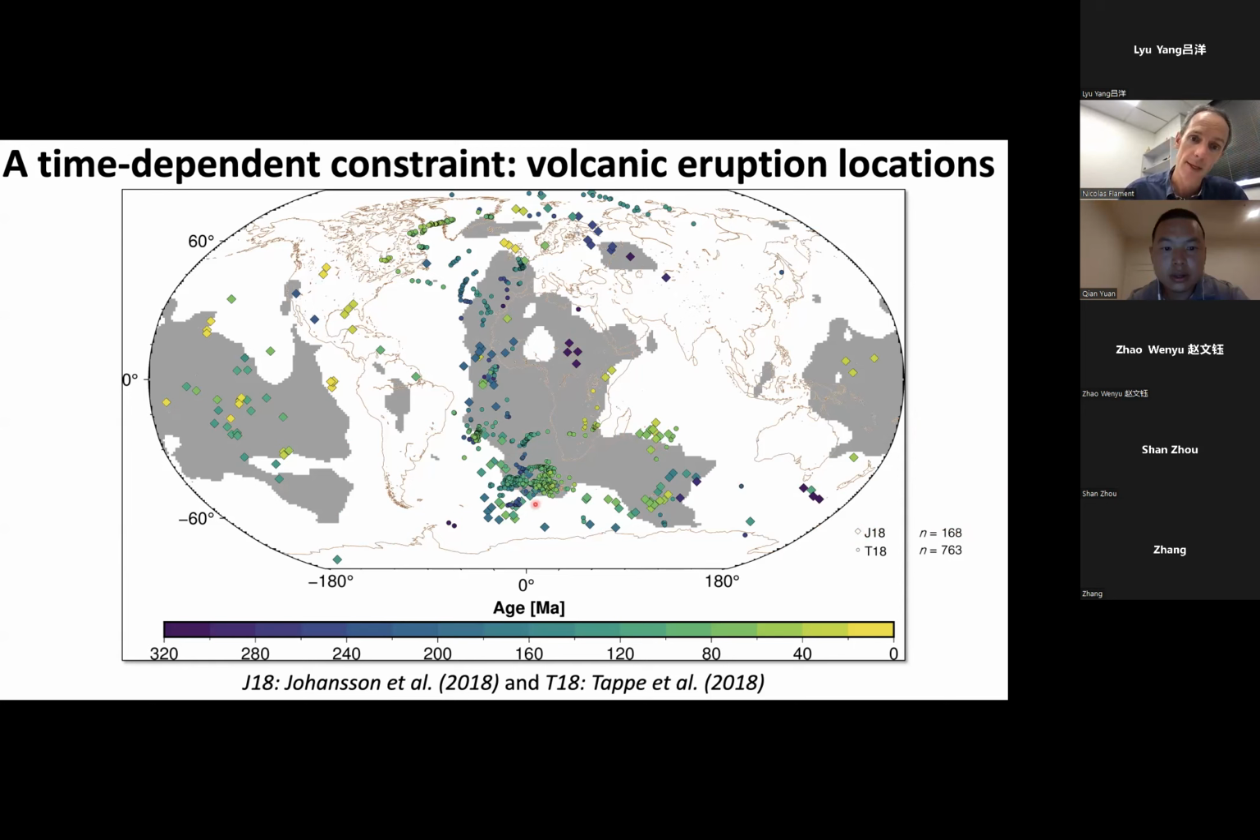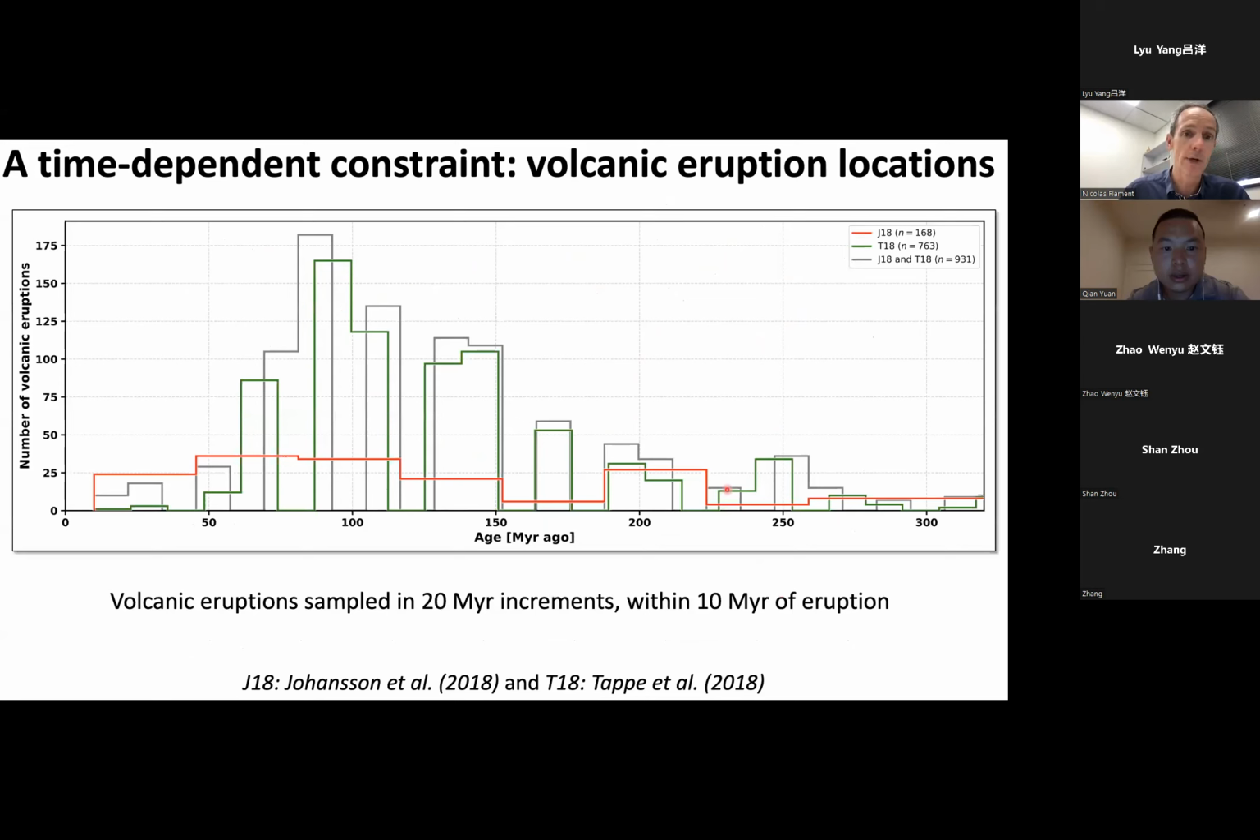Okay. And then the second data set, which is many more points, is the kimberlites, again colored by age, and these are from the Tappe et al. database. There's 763 of them in this case. Just taking a look at what this looks like over time. So we've got the number of volcanic eruptions over time. We go for the last 320 million years. The data here has been rebinned within 10 million years to match the model output, which is every 20 million years. Okay, so we have 20 million year increments here.